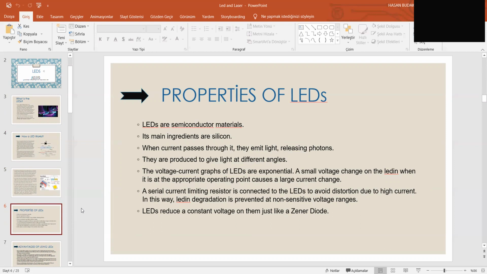A series current limiting resistor is connected to the LEDs to avoid distortion due to high current. In this way, LED degradation is prevented at non-sensitive voltage ranges. They hold a constant voltage on them, just like a Zener diode.